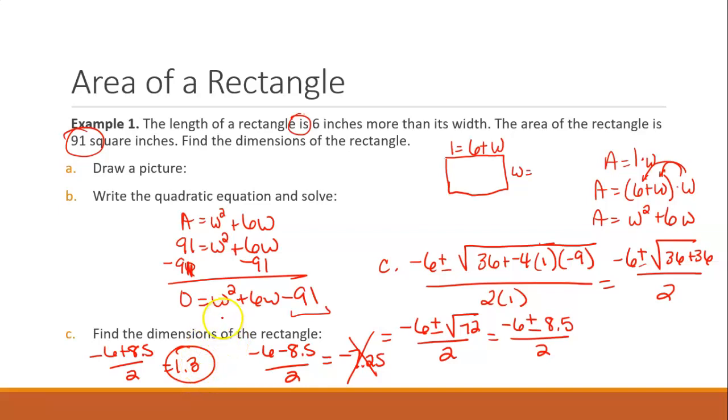Now we need to think about, is this our width or our length? Well, look back at your equation. We used a w, which means we were finding the w for this. So I know my width is 1.3, and I know the length is 6 more than that, so I add 6 to 1.3 and get 7.3. So my dimensions are 1.3 by 7.3 inches.